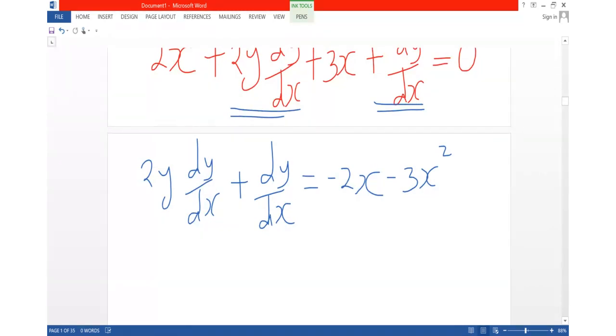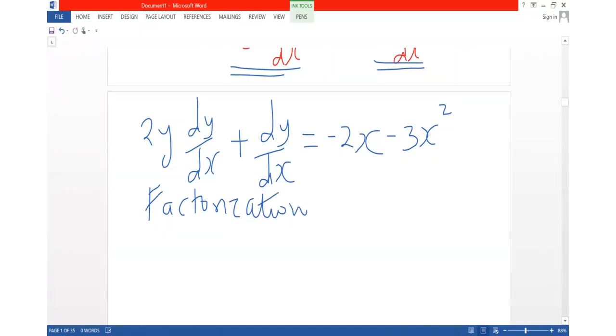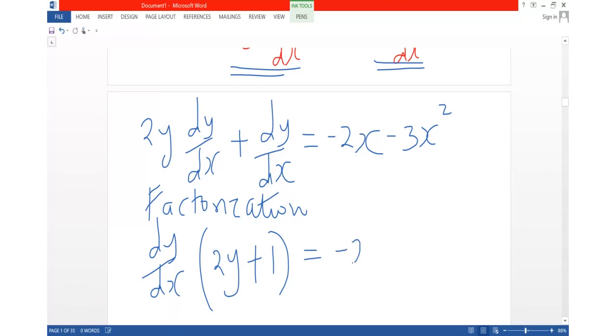Now from there, we use something that I love. It's called factorization. Because what we are doing, we are finding dy dx. So I'll factorize dy dx. When you factorize dy dx here, you remain with what? 2y. When you factorize here dy dx, you remain with number 1. So negative 2x minus 3x squared.